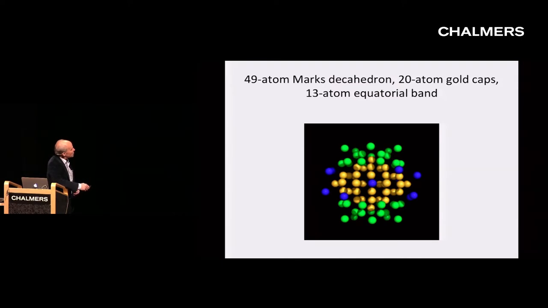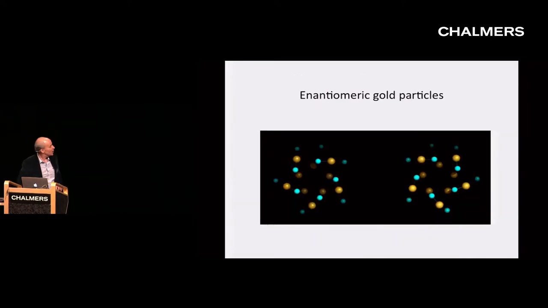It is based on a central 49-atom Marks decahedron with two 20-atom gold caps that have C5 symmetry, and then an equatorial band of 13 atoms that has no symmetry, and that is the point. Because of the lack of symmetry of that central equatorial band, the particles are chiral. Viewed down the central axis, you see both left and right-handed molecules, and they alternate in the crystal lattice. Here, gold again is gold, and sulfur, blue.